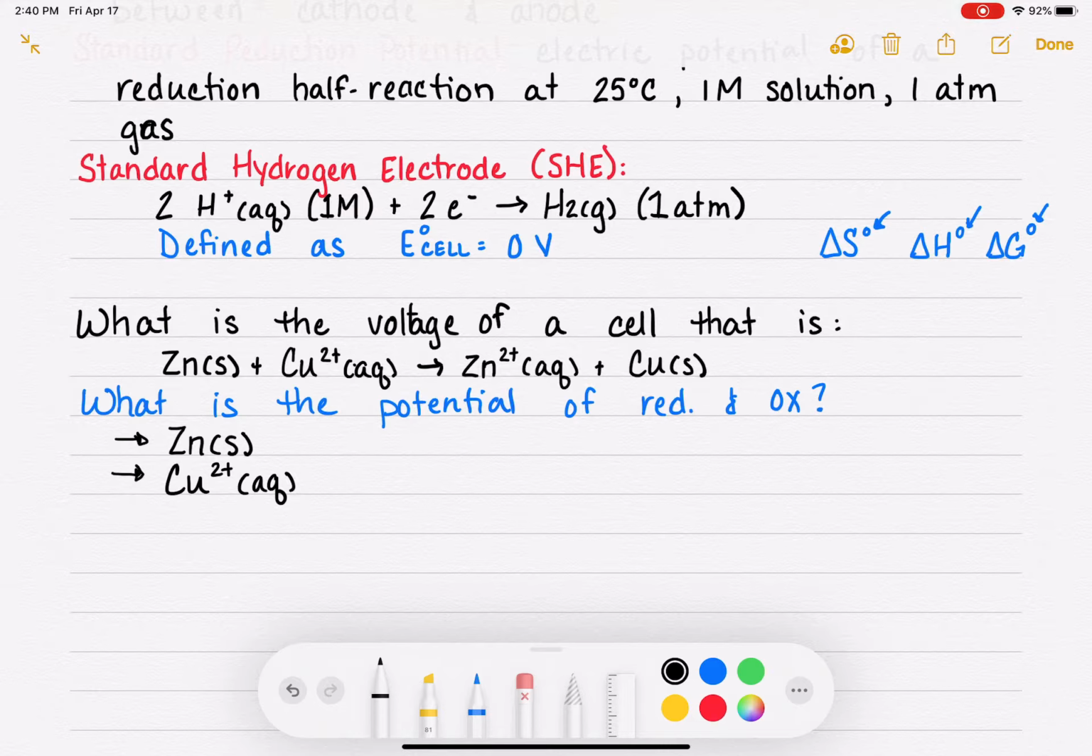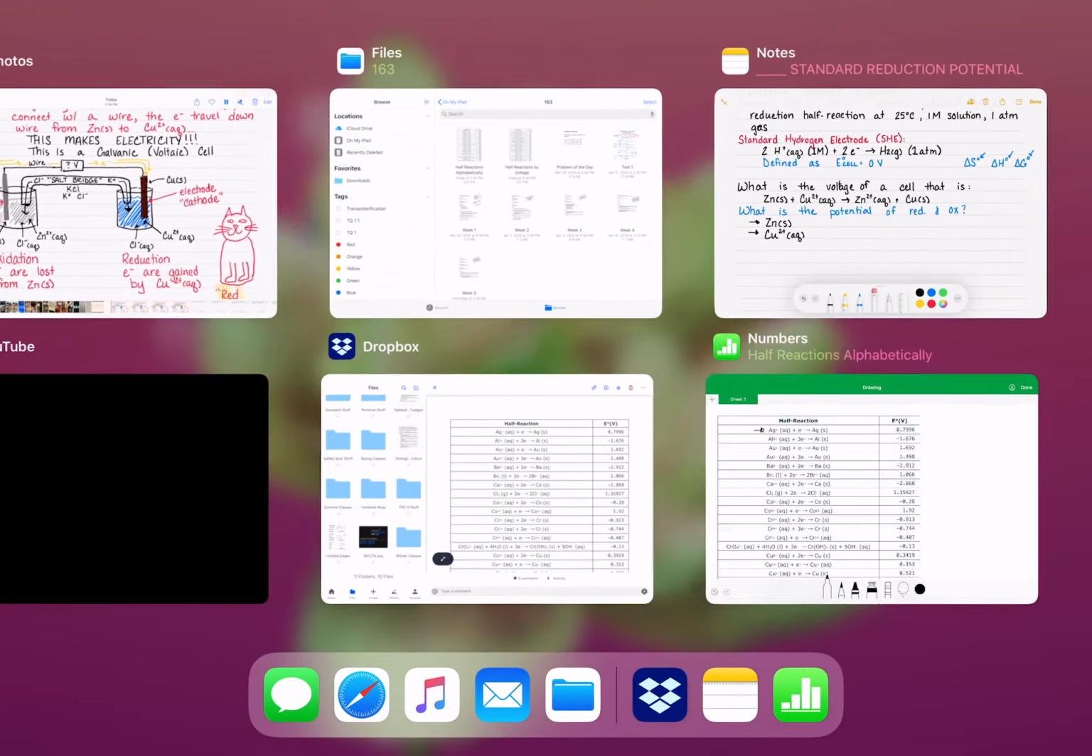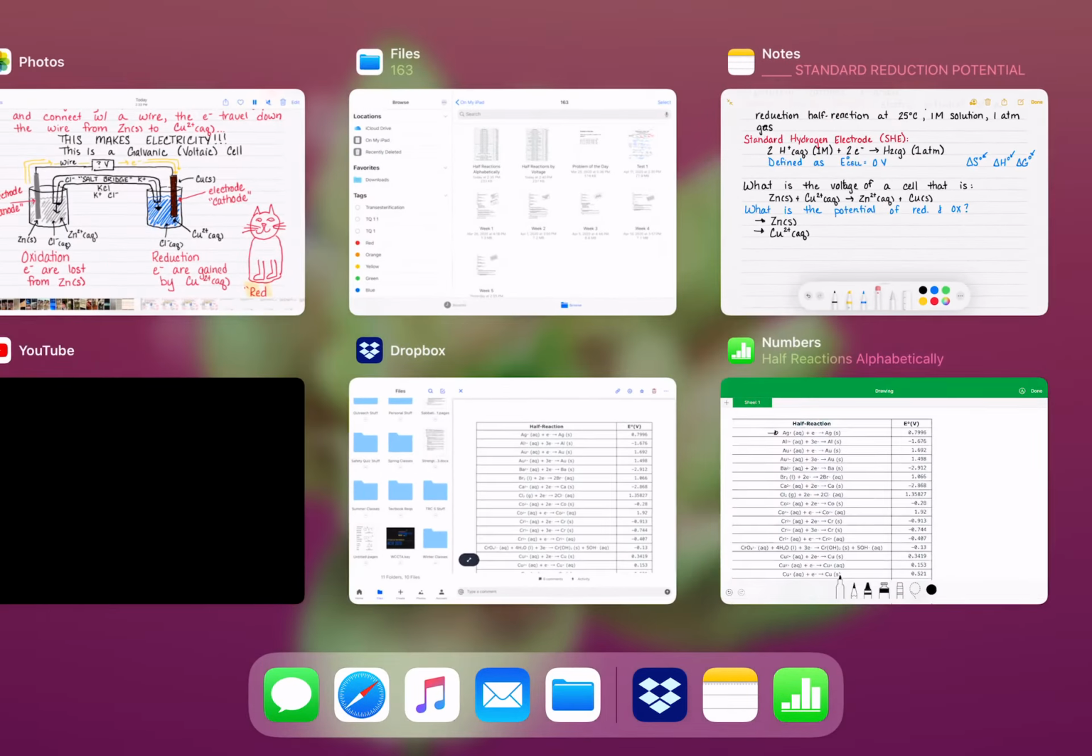When we go searching, we are not necessarily going to be able to find both of these as reactants because one of them is an oxidation reaction and the other is a reduction reaction, and the table only lists reduction reactions. So let's take a look at how that's going to work. We're looking for zinc and we're looking for copper 2+. Let's start with looking for zinc. That one's actually going to be easier for us to find. So here's our list alphabetically. We're going to go all the way down to the bottom for zinc. And here is our zinc reaction. There's only one zinc reaction.